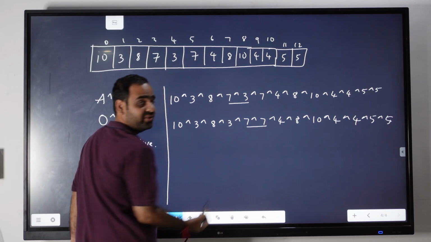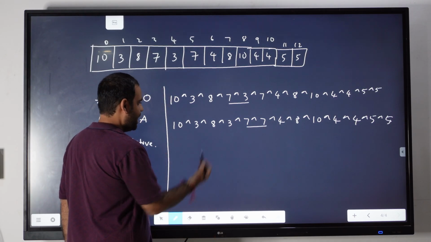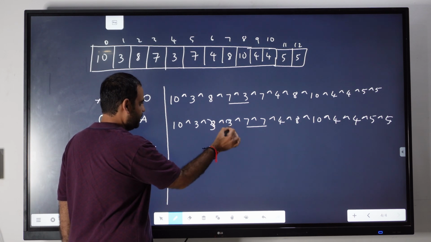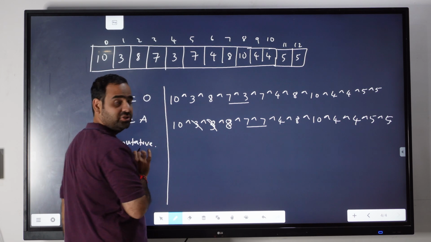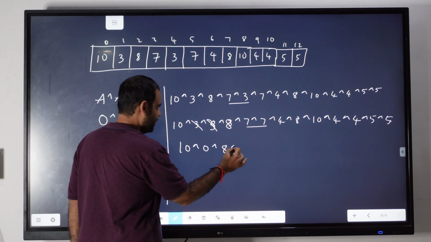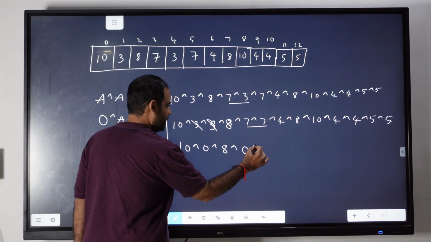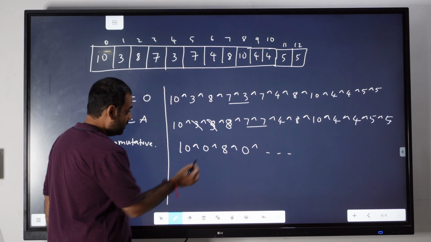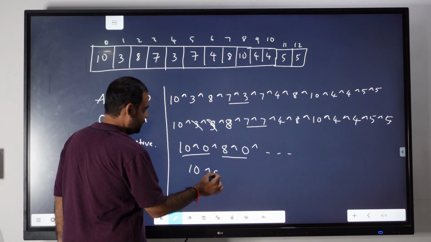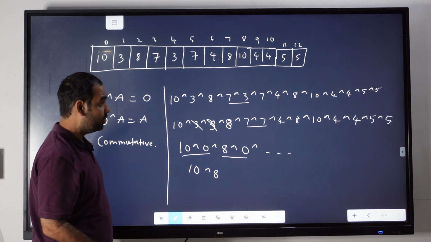This 7 XOR 7 is 0 and this 8 XOR 3 can be written as 3 XOR 8, and this 3 and 3 will become 0. That means it becomes 10 XOR 0 XOR 8 XOR 7 XOR 7 is 0 XOR the complete array. Now, 10 XOR 0 is 10 and 8 XOR 0 is 8. That means the pairs cancel out.